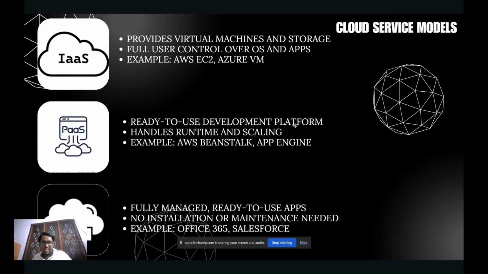IaaS is infrastructure as a service. It provides VMs and storage. You get full user control over the OS and application, for example EC2. What is PaaS? Platform as a service. It is a ready-to-use development platform. It handles the runtime and the scaling. An example is Elastic Beanstalk, where you can host web applications. What is SaaS?